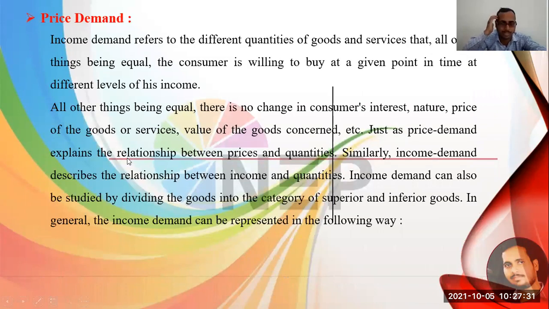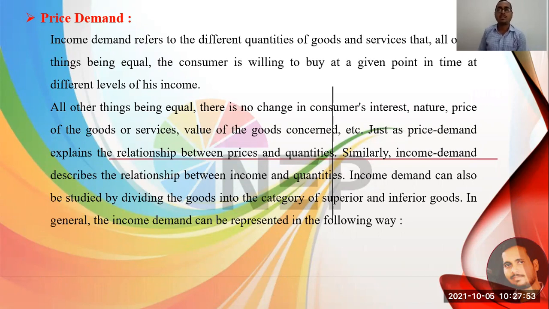this means the relation of the price with the commodity. Income demand is also called the income demand. Income demand refers to the different quantities of commodities or goods and services that, all other things being equal, the consumer is willing to buy at a given point in time at different levels of his income.